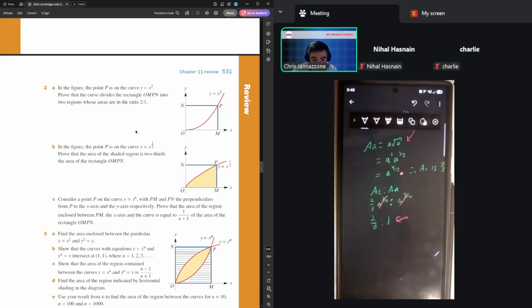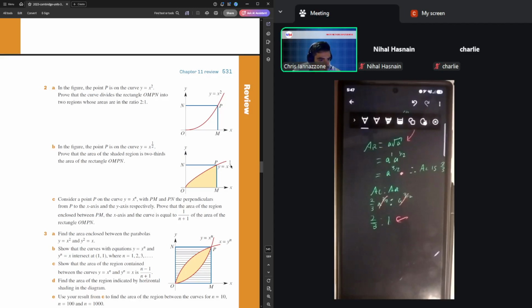Because it's the same sort of question, we'll do the same thing as last time. So let's just be clear on what it's actually asking. Prove the area of the region enclosed by PM. What exactly is PM? Well, PM would be the vertical bit. Enclosed by PM, x-axis, and curve. So that would be the yellow bit that would exist in part B. That's the equivalent of it, because it's enclosed by PM, the vertical line, the x-axis, the horizontal line, and the curve, the red line.